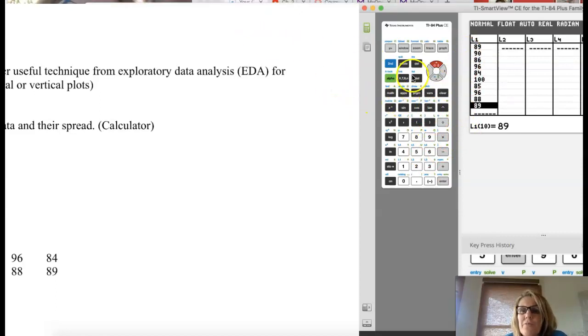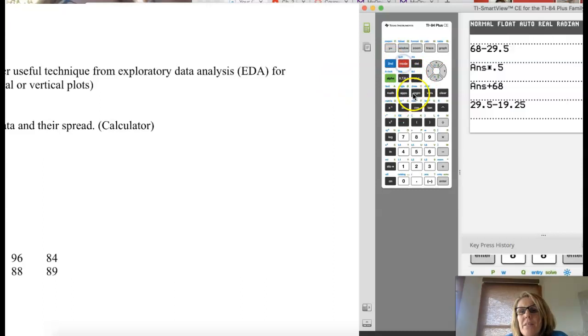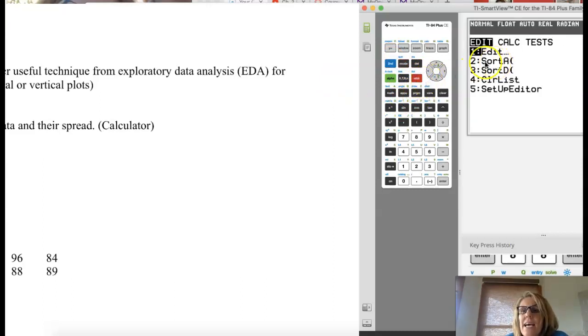So remember I told you before how to do it? I want to show you how to do this. So I'm going to do second quit. I'm going to go to Stat again, and this time I'm going to sort them in ascending order. A means ascending, smallest to largest. D would be largest to smallest. So let's go down and choose number 2, hit enter.